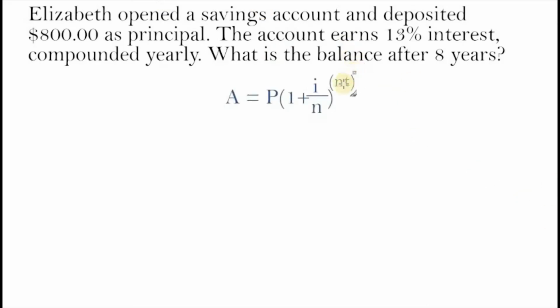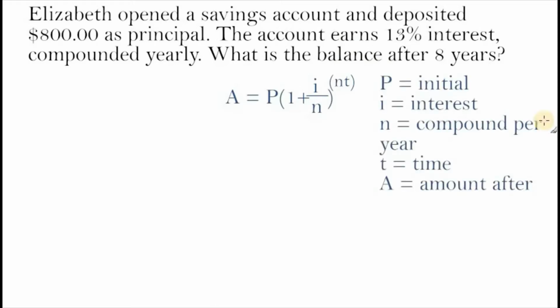It's A is equal to P times (1 plus I over N) raised to the NT power. P is represented by the initial amount, I is represented by interest, N is represented by the number of times compounded per year, T is represented by time, and A represents the amount after, the total amount when you're done.